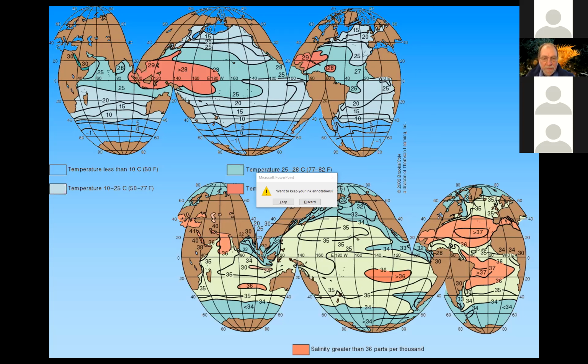Yeah, well, what's the approximate sigma-T? Yeah, so this is the density. It's the approximate density due to salinity and temperature.